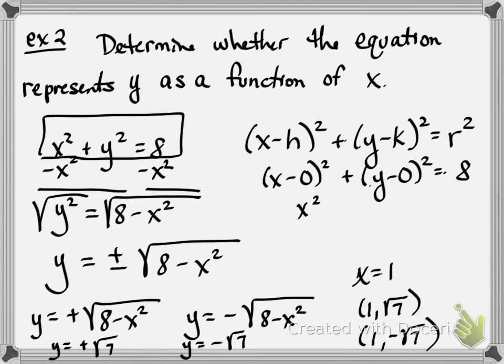So it's x squared plus y squared equals 8. Its center is (0, 0), and it has a radius of square root of 8. Just extra. You don't need to know that, but you might see it on an SAT test.